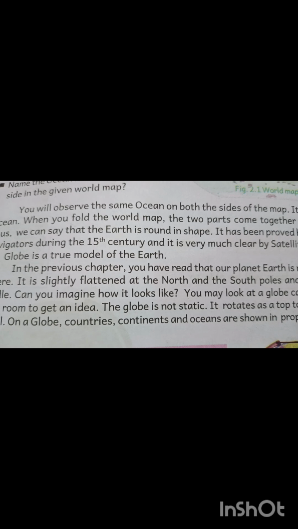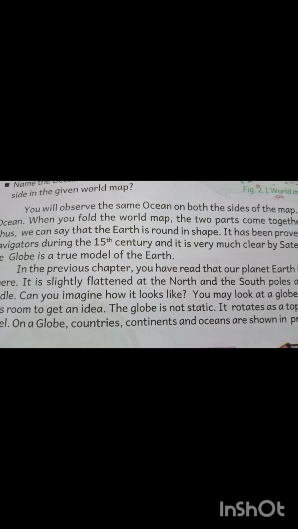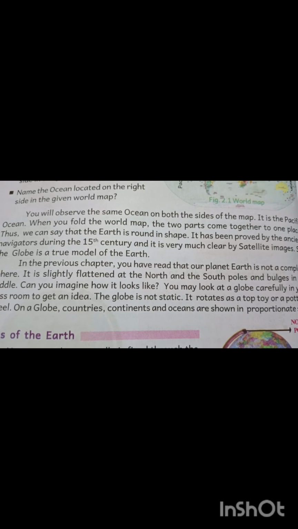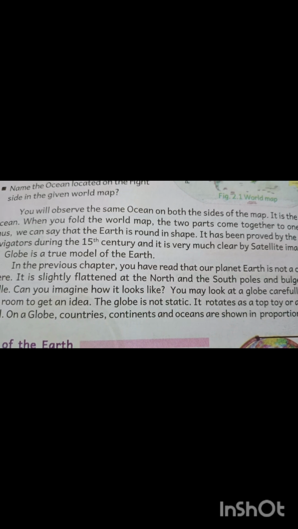When you fold the world map, the two parts of the oceans come together. Thus, we can say that the earth is round in shape. It has been proved by the ancient navigators during the 15th century, and it is very much clear by satellite images. So, the globe is a true model of the earth.